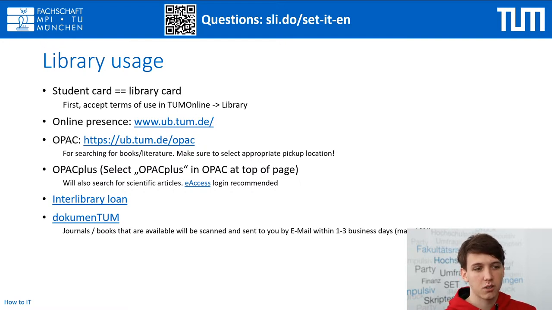Next up, they also have OPAC Plus. You have to select OPAC Plus in the OPAC at the top of the page, which will also search for scientific articles and journals, etc. At that point, e-access login is recommended, so you can actually get direct access to these features.